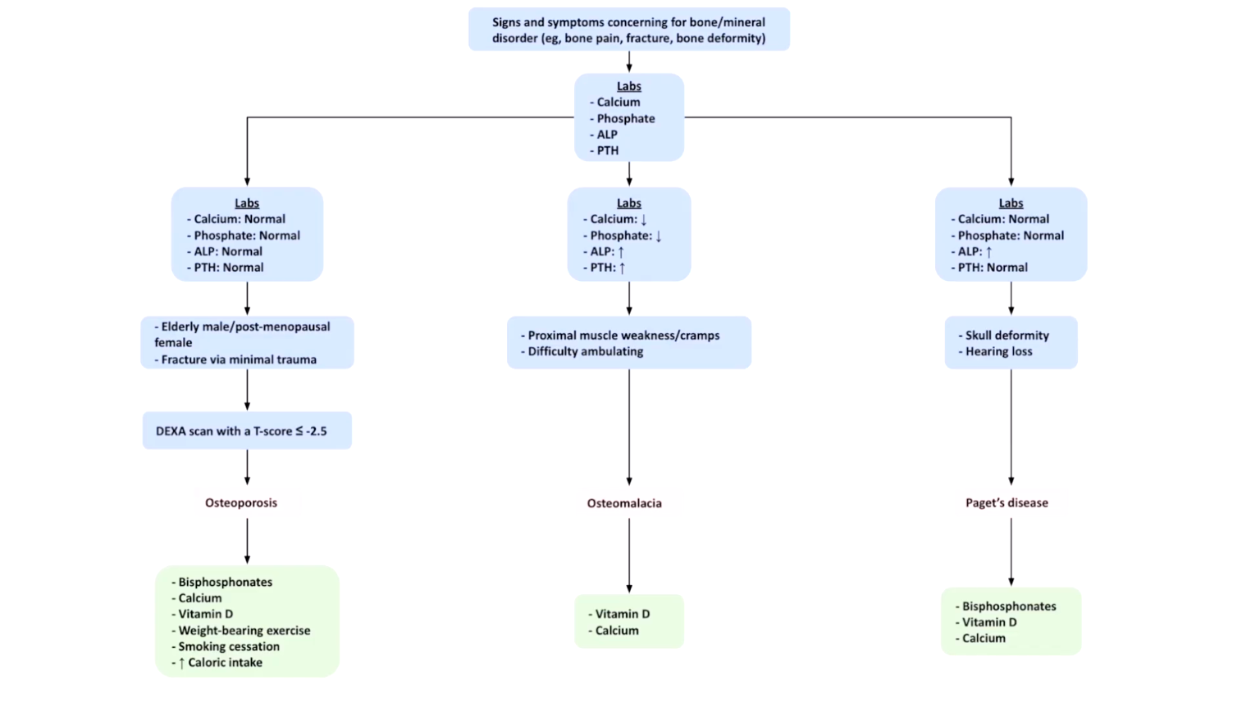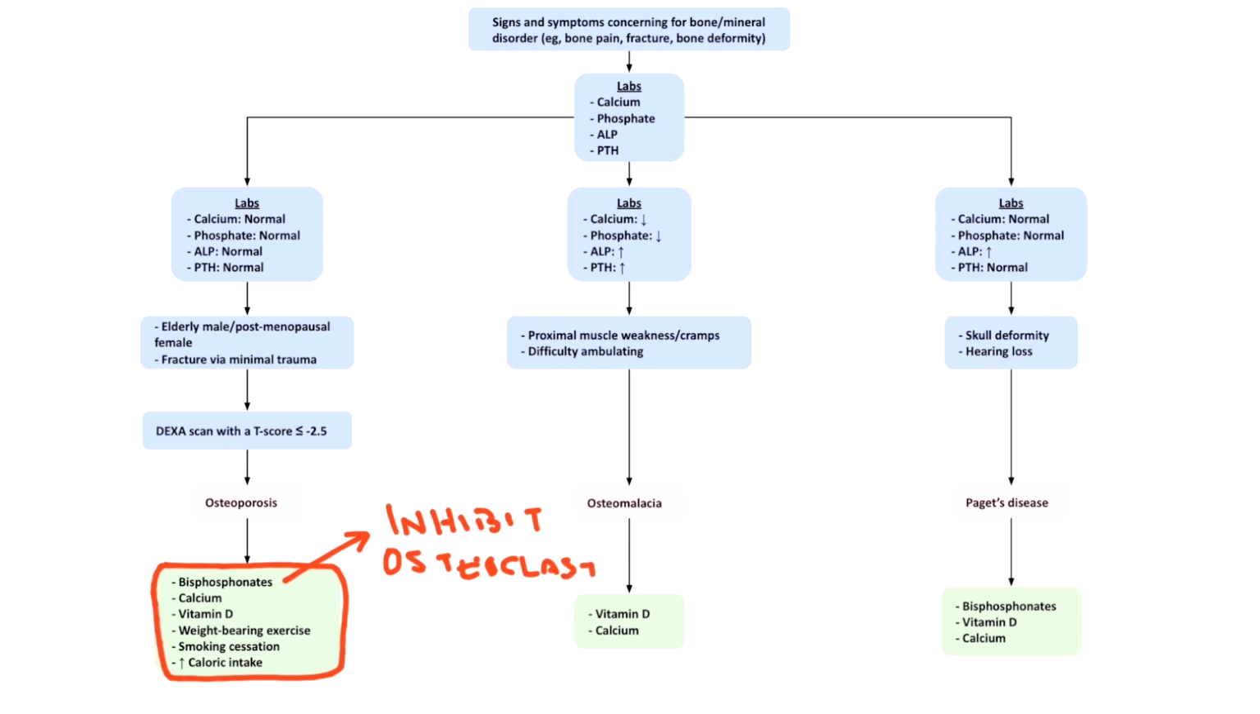We'll now look back at our algorithm for the management of osteoporosis listed in green. As far as pharmacologic treatment, first-line therapy includes bisphosphonates, calcium, and vitamin D. Bisphosphonates work by inhibiting osteoclasts so that the bone can be maintained instead of broken down. And non-pharmacologic treatment includes weight-bearing exercise to strengthen the bones. There's also smoking cessation, that's a modifiable risk factor, and increased caloric intake.